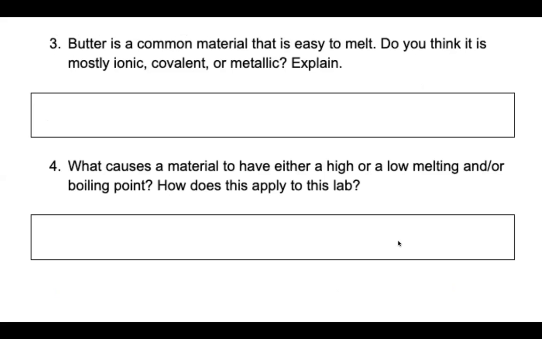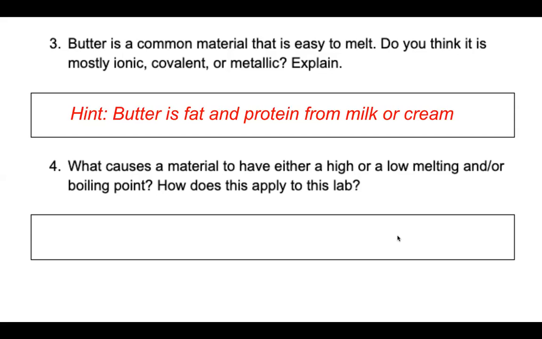Question number 3 then asks, butter, not that we had butter here, but we're all familiar with it, is a common material that's easy to melt. Do you think it's most likely ionic, covalent, or metallic? And then explain your answer and maybe tie it into what we saw today. Now, real quickly, most of you know a little bit about butter, I'm sure, but butter really is a fat and protein from milk or from cream. I don't know if you've ever seen butter churned before, but it's one of those biological compounds. And so, again, we're talking about some of those organic molecules and what kind of bonds hold those together.